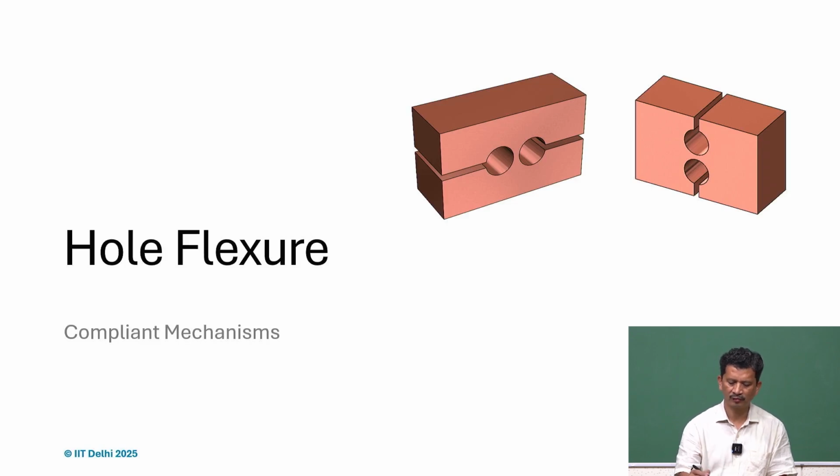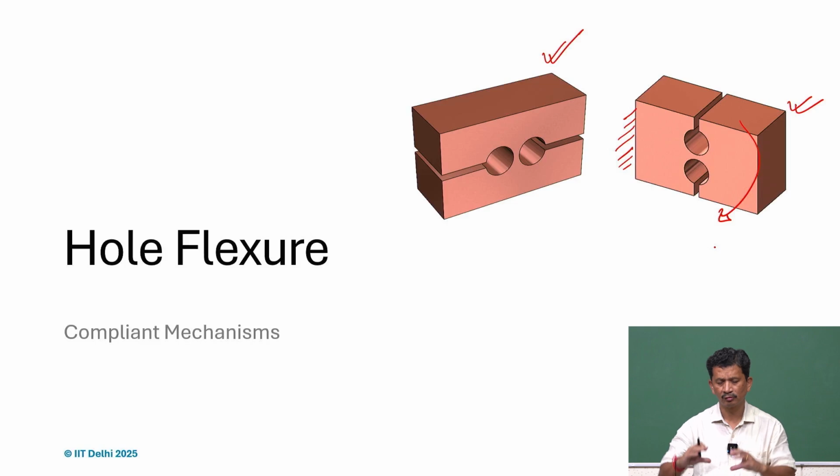So here you can see that if we drill a hole in either of the block, and then we separate them out, we create a sort of a hinge. If we fix this part and apply a moment here, it can flex easily. So there will be a hinge created here.